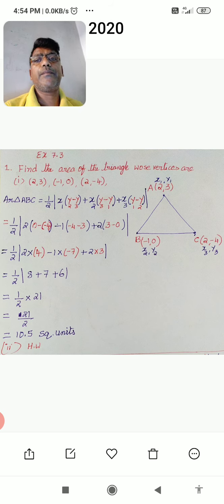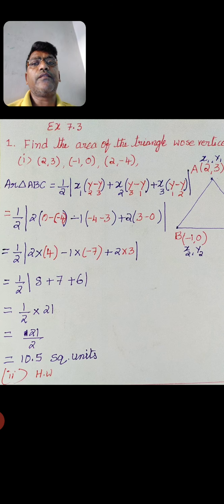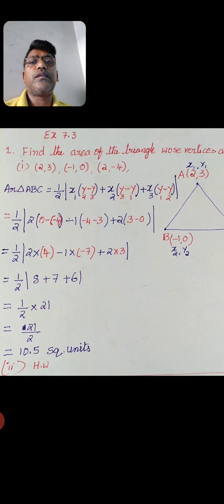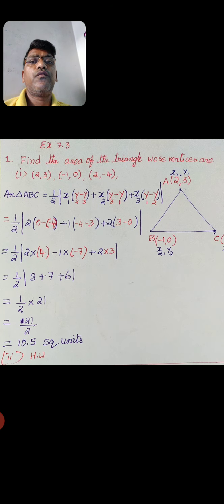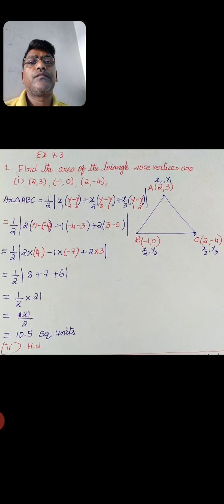the graph paper. See, the vertices are given here. Find the area of the triangle whose vertices are given: 2 comma 3, minus 1 comma 0, 2 comma minus 4. Okay, see, I made the triangle and I labeled A, B, C: 2 comma 3, minus 1 comma 0, 2 comma minus 4. Clear to you?